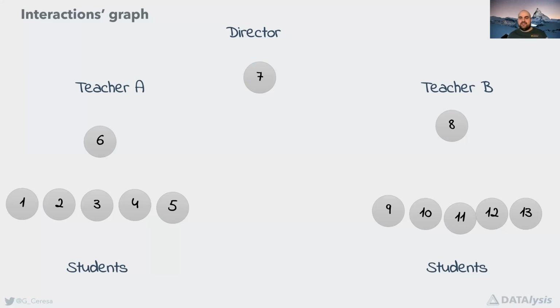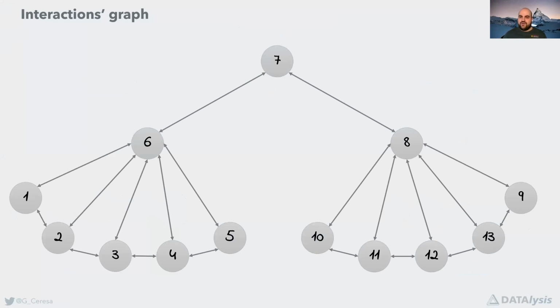So for example, if I take student number 2, he can interact with the one on the left, number 1, can interact with the one on the right, number 3, and he can interact with the teacher in front, 6, and so on. So the graph coming out of this simple school approach is this one. The 7 is the director. He speaks with the two teachers, 6 and 8, and the teachers can speak with all the students, and the students can speak only with the people sitting next to them and with the teacher in front. So this is the extremely simple graph we have as an example.